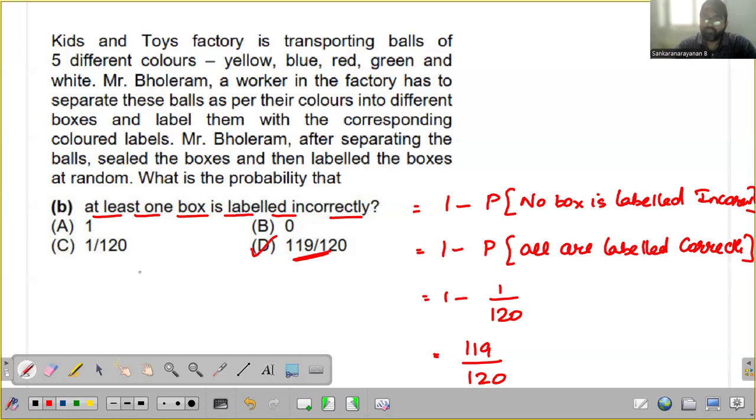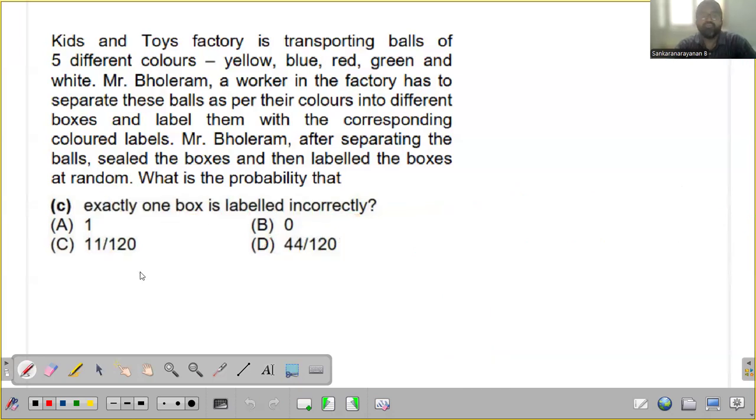Okay. Now let's go ahead with the next question. Exactly one box is labeled incorrectly. Using common sense, you can say the answer is 0. It is never going to happen. Why, I will tell you.